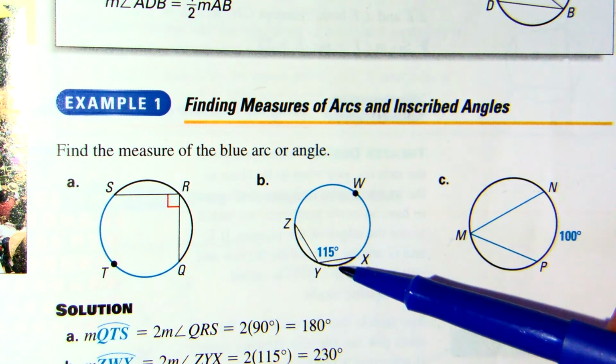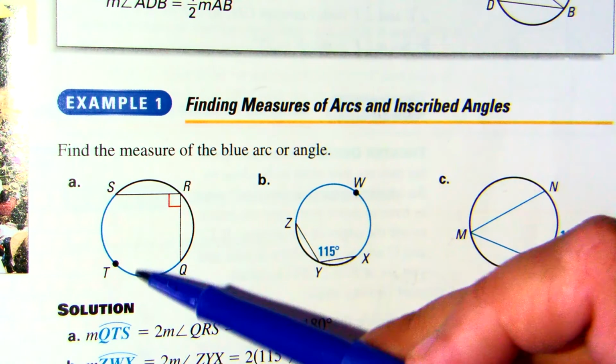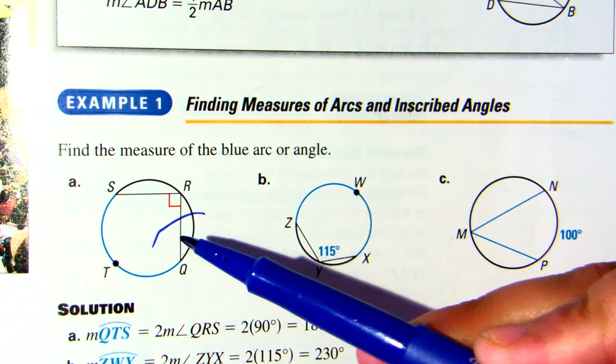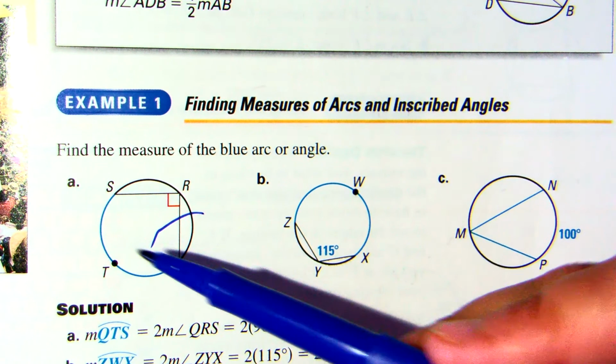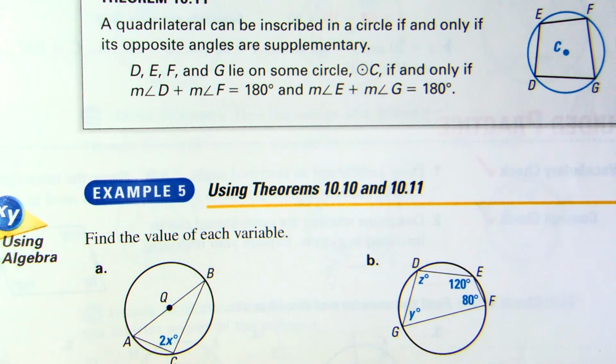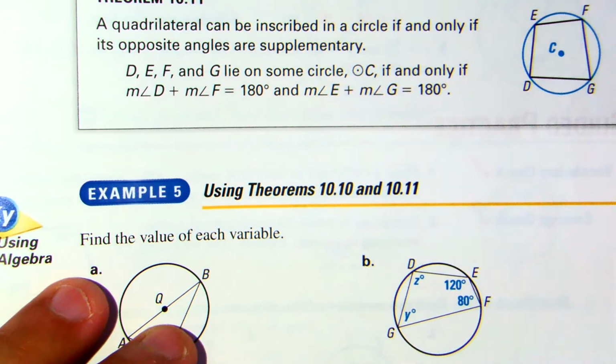This angle measures 115. If we double it, it's 230. We find the measure of the major arc. This angle is 90, so we find the measure of that arc to be 180, which is a semicircle. So if it's an inscribed angle and you're looking for the angle, divide the arc in half. If you're looking for the arc, take the angle times 2.